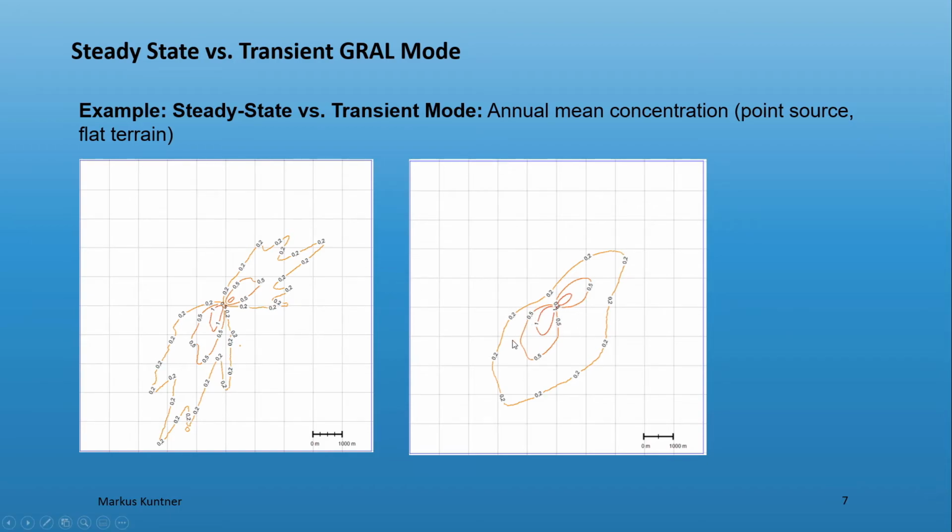But in the transient mode, we have the transient plumes, and the wind direction changes at noon and at night from southwesterly to northeasterly winds, and this results in additional concentrations here, because existing plumes are transported back in the opposite direction.